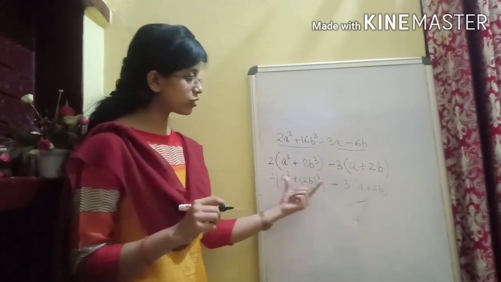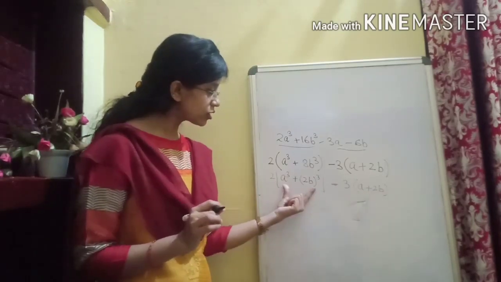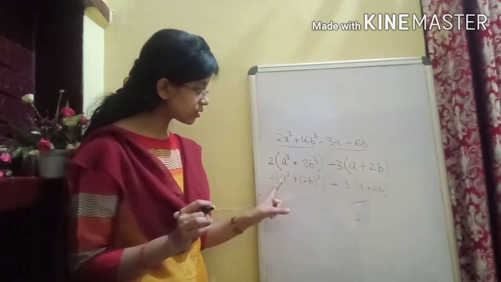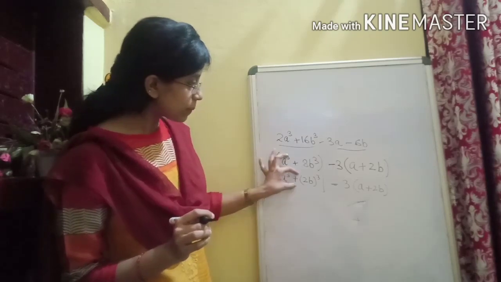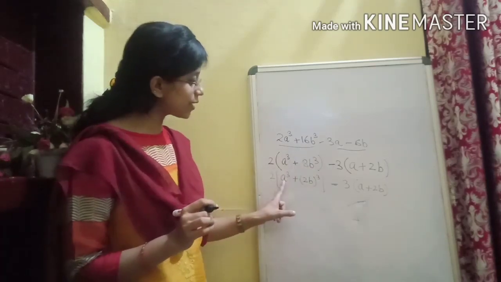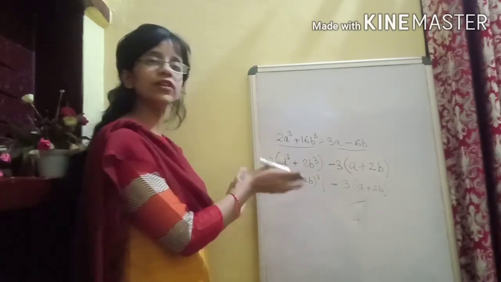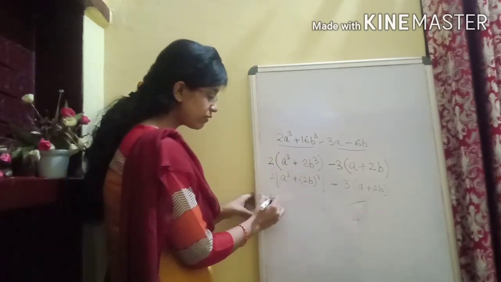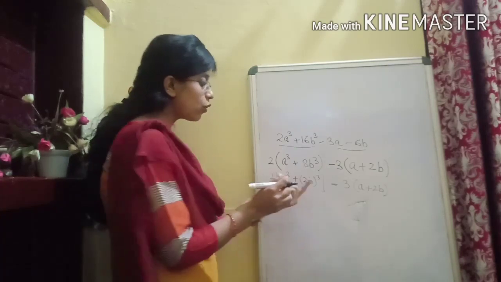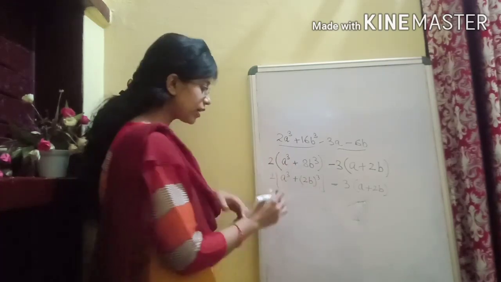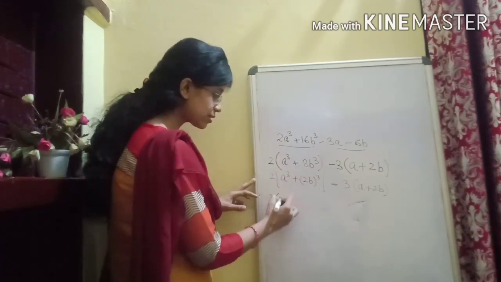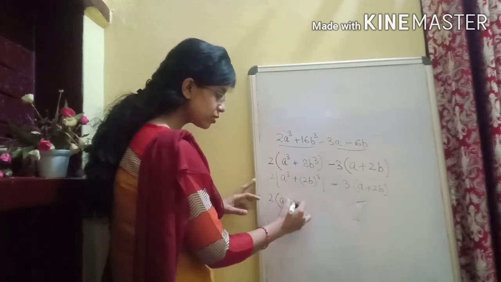Now if you see, the expression is like that. In the first term you see it is like a cube plus b cube, where your a is a but your b is 2b. So now that we have compared the values, we can apply the identity. According to the identity, in one bracket it is a plus b. So a is a, and b is 2b.